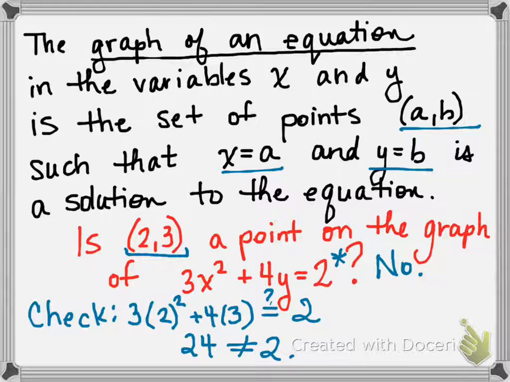There's no way. Okay, if we want to actually find a point on the graph, we need to think about points that actually are on the graph of 3x squared plus 4y equals 2. That's a harder question than if I just say, is (2, 3) a point on this graph? If I say is (2, 3) a point on this graph, all we have to do is substitute 2 for x and 3 for y and see if we get something that's true. If I ask you, name a point on this graph, that's harder. We actually have to come up with an x and a y that are solutions.